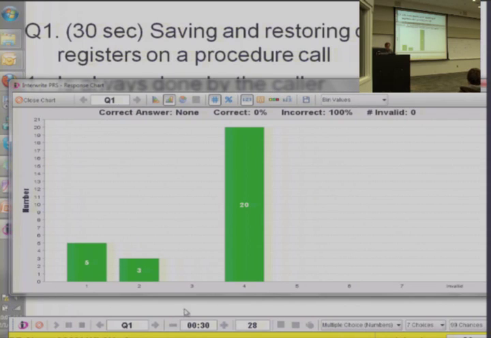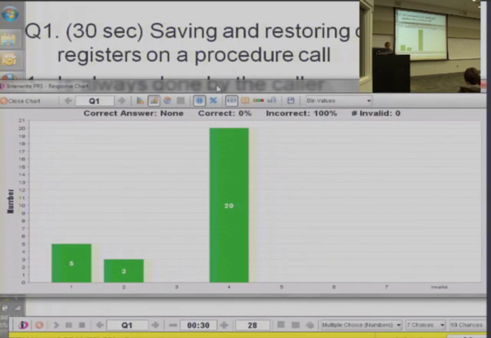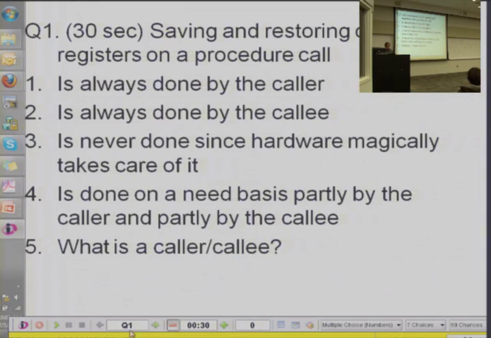I think most of you got it right. Some of you think that it is always done by the caller. We know that that's not true. If you attended the class, you would know that. So let's go to the next one.